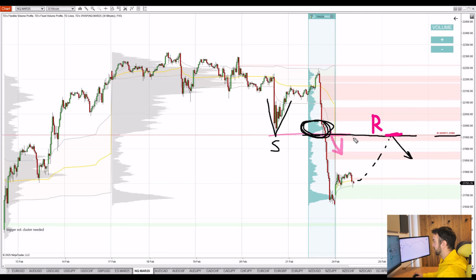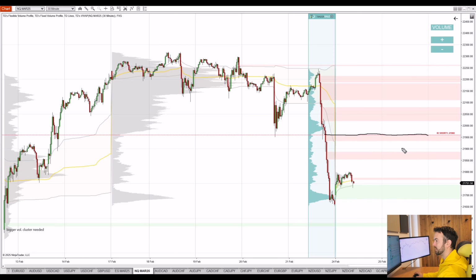Additionally to that, we also have a fair value gap right here. That's from Smart Money Concepts. It's highlighted in red, and the level is at the beginning of the fair value gap, right? This is the beginning of the fair value gap.